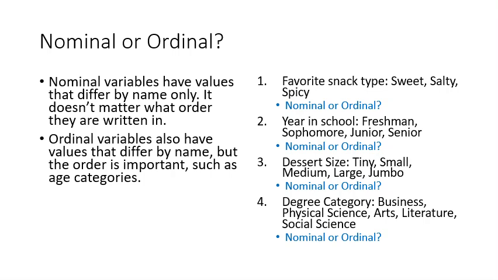And your degree category, what degree are you in? Are you in business, physical science, arts, literature, social science? We would consider this a nominal variable because we can list these in any order. We can put them in alphabetical order or whatever we decide. The order doesn't matter.